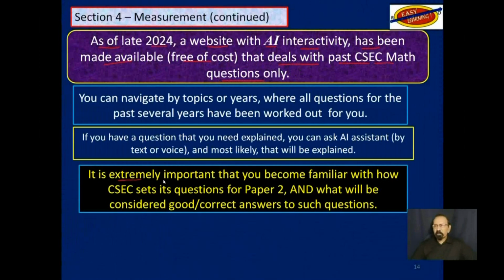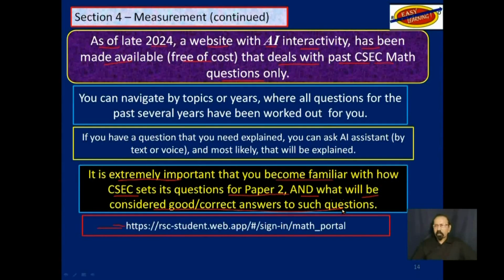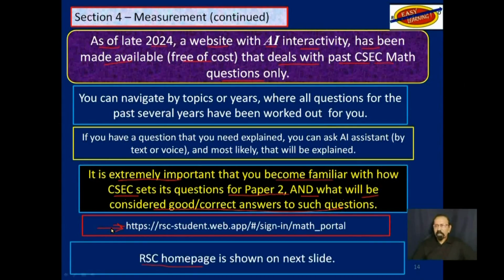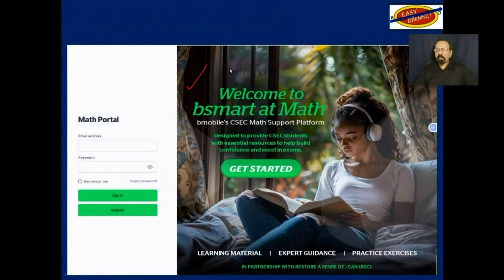It is extremely important that you become familiar with how CSEC sets its questions for paper 2 and what will be considered good or correct answers to such questions. This is the URL for that website. On the next slide, I will show you what the home page for that website looks like.